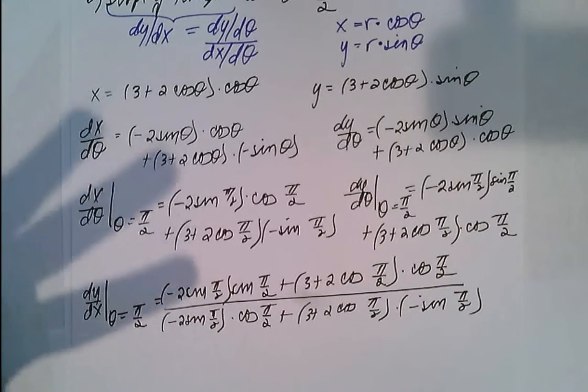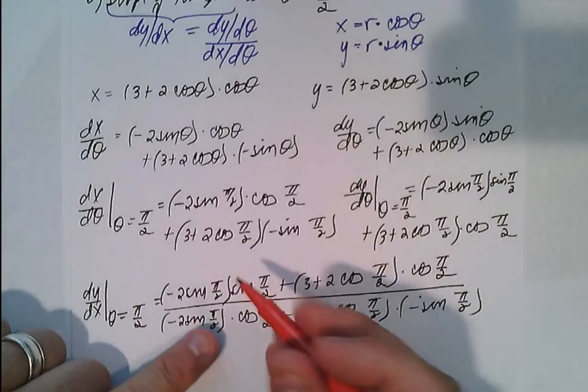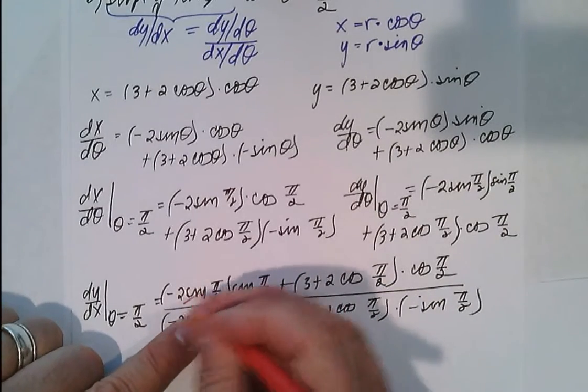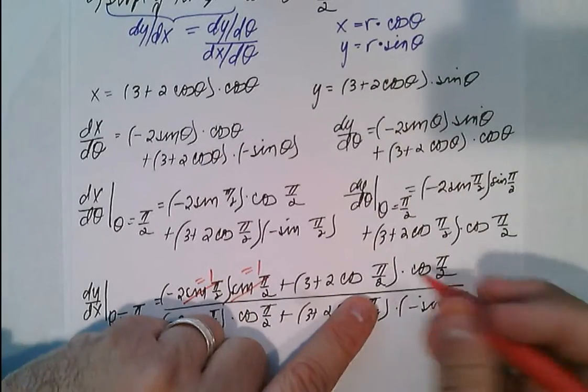That's it. That's your final answer. There's no need to simplify any further. For those of you that want to do the simplification, hey, feel free, but be careful. The sine of pi over 2 is 1.